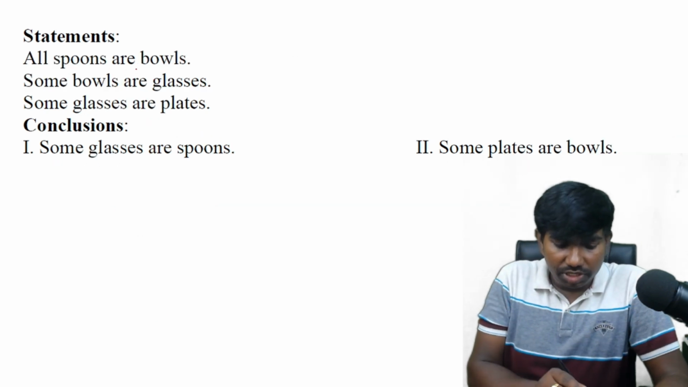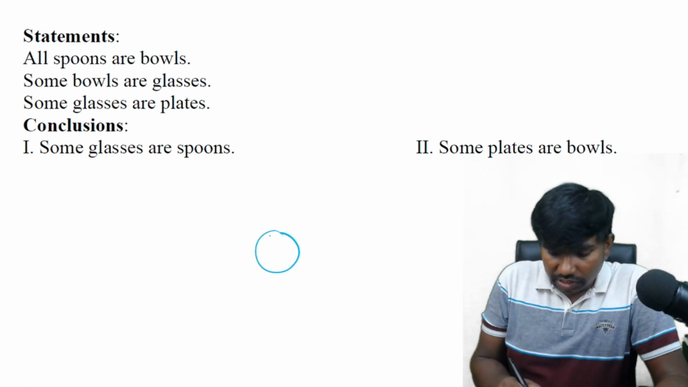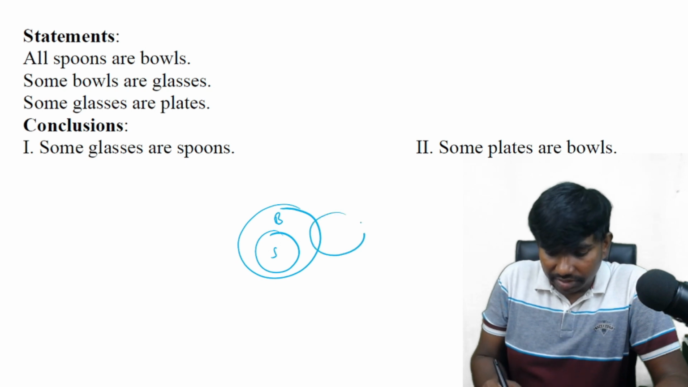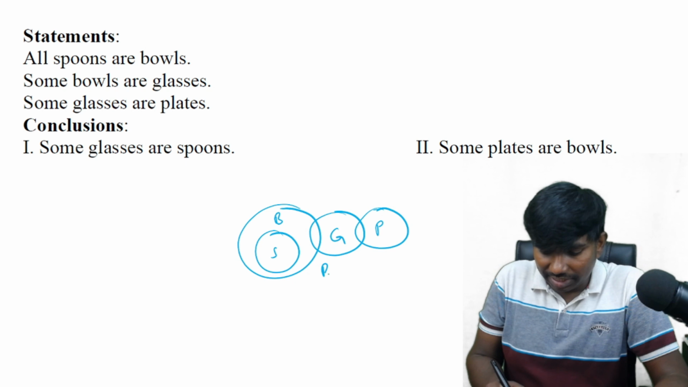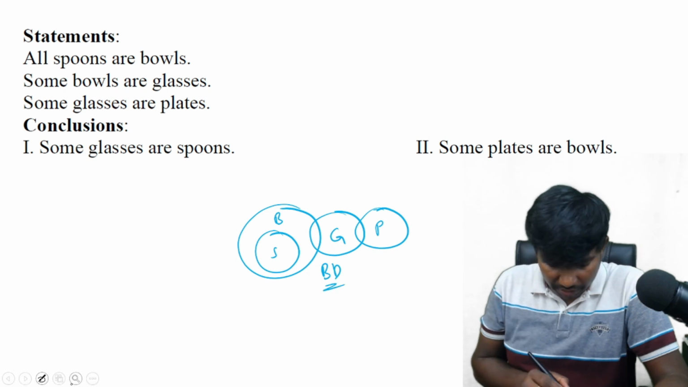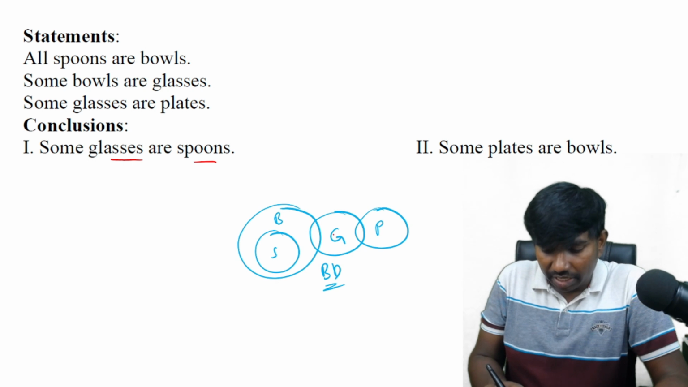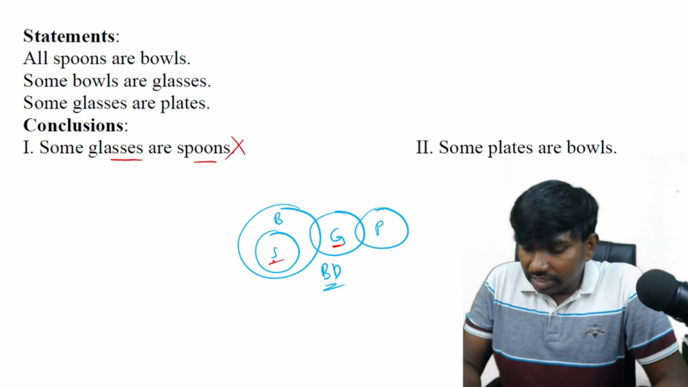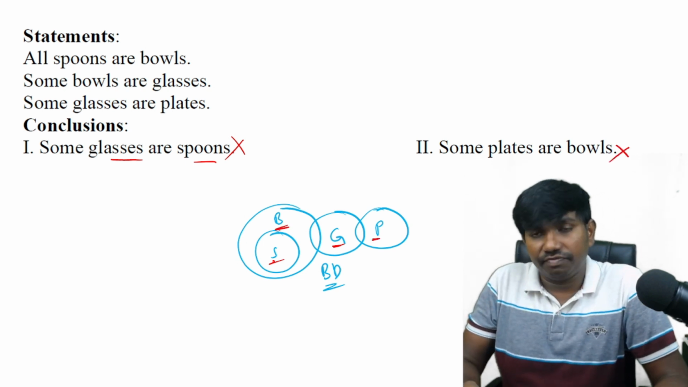Next one. All spoons are bowls. Let me draw the basic diagram. All spoons are bowls. Some bowls are glasses. Some glasses are plates. Okay, this is the basic diagram. Now verify the conclusions one by one. Some glasses are spoons. Is there any direct intersection between the glass circle and the spoon circle? No, that means it is fail. Some plates are bowls. Plate and bowl also have no intersection. Plate is here and bowl is here. There is no intersection, fail.